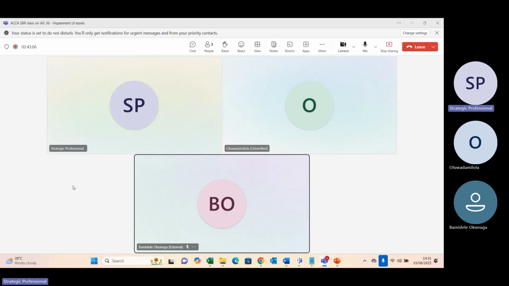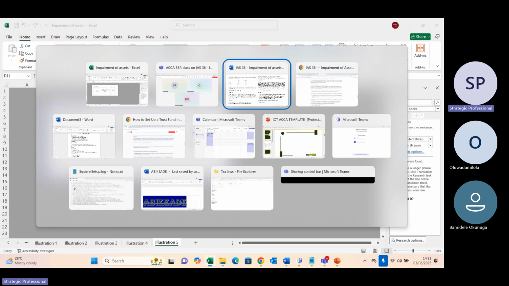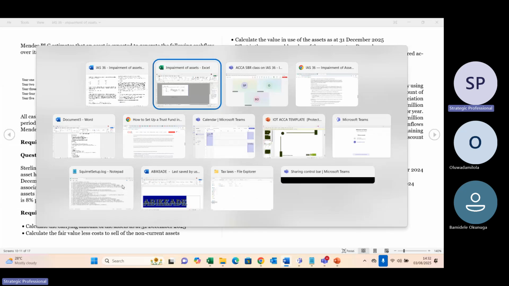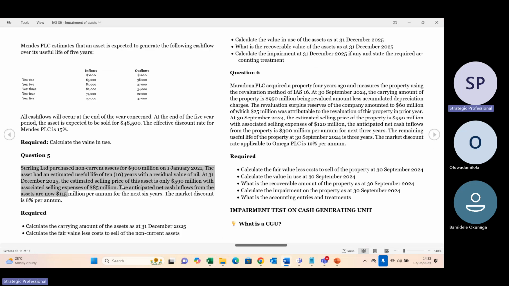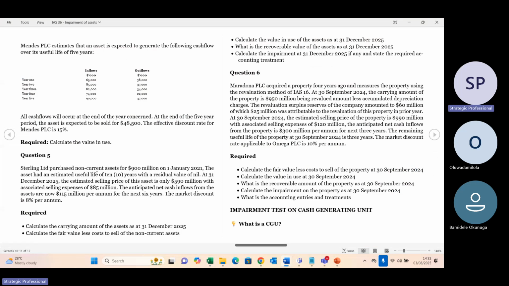So what is straight line method? It is the cost divided by the estimated useful life. That's what it is. Now, in this case, what is our cost? It is 900, right? Yeah, 900. What is the estimated useful life? 10 years. Yes, 10 years.